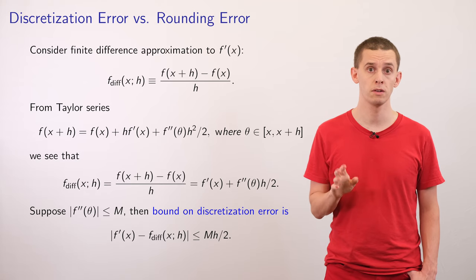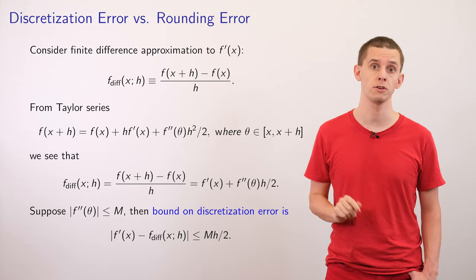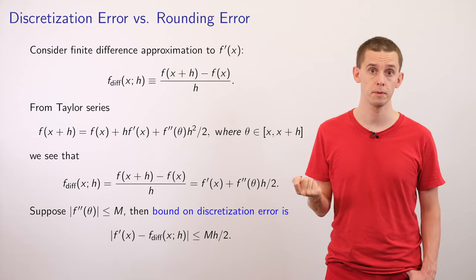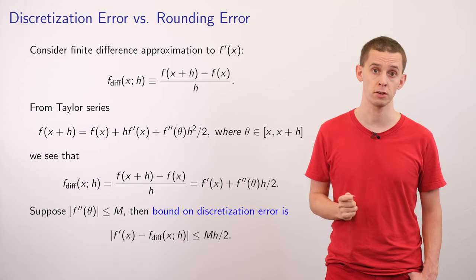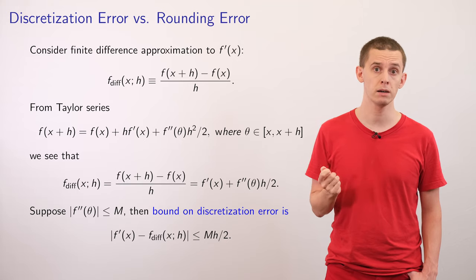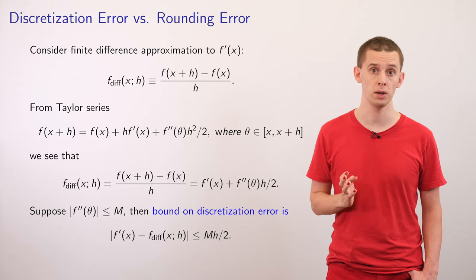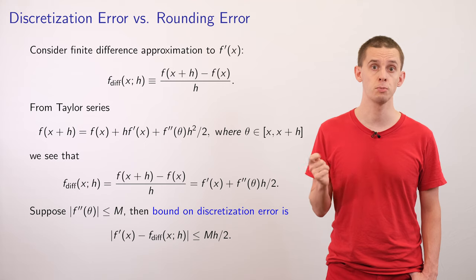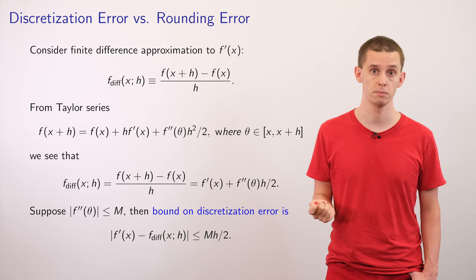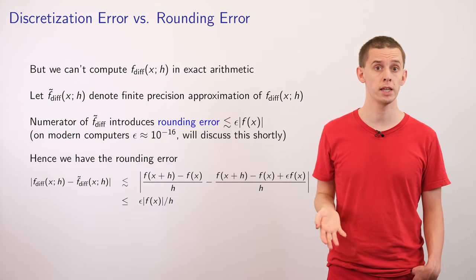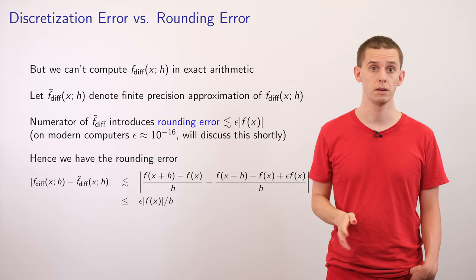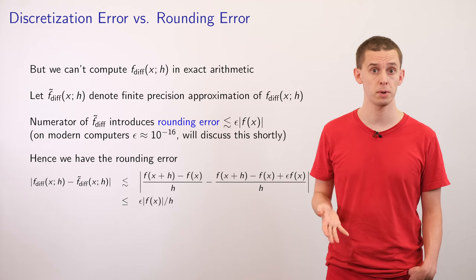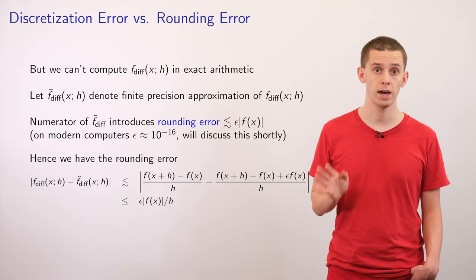Now let's suppose that we know that the second derivative of our function is bounded by some value capital M over the interval from x to x plus h. Then from there, we're able to bound the difference between the mathematical derivative and our finite difference approximation. It's going to be equal to M h divided by 2. So the problem is that we can't actually evaluate f diff exactly. When we do this on our computer hardware, we're actually going to get some finite precision approximation that we're going to call f tilde diff.